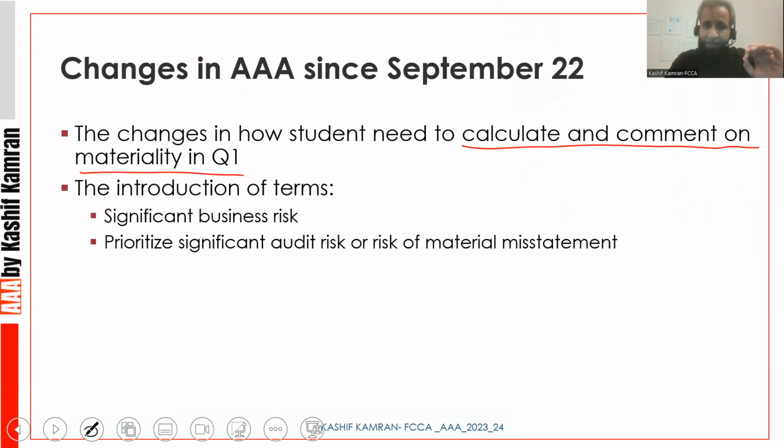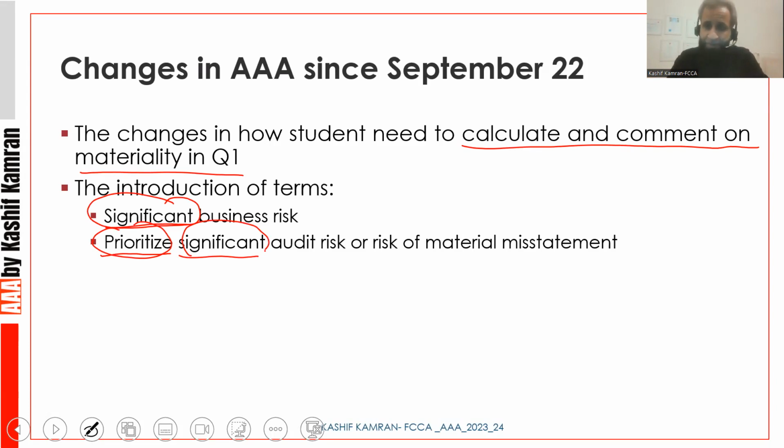The next is the introduction of the term significant business risk. So this word has been added, significant, and prioritize significant audit risk or risk of material misstatement. Now, what are the examiner's expectations with the words prioritize and significant, and what should you do in a question on audit risk and risk of material misstatement?